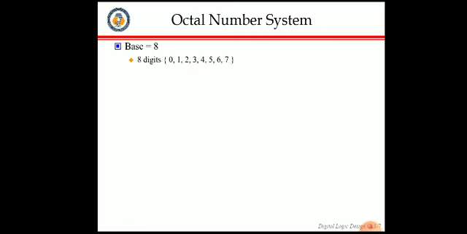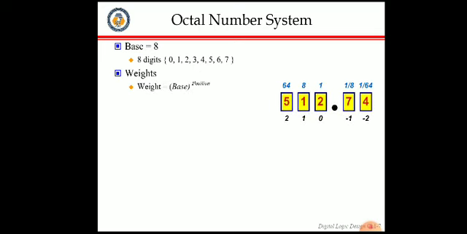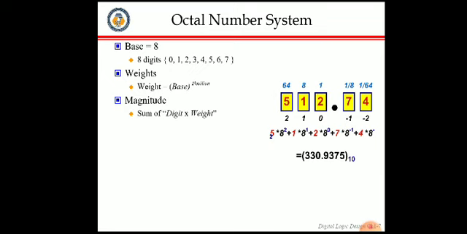Okay, now let us go for another number system, the octal number system. The base of the octal number system is 8. So the radix value is 8 because octal means 8. The symbols here are 0, 1, 2, 3, 4, 5, 6, 7. Total 8 symbols are there.